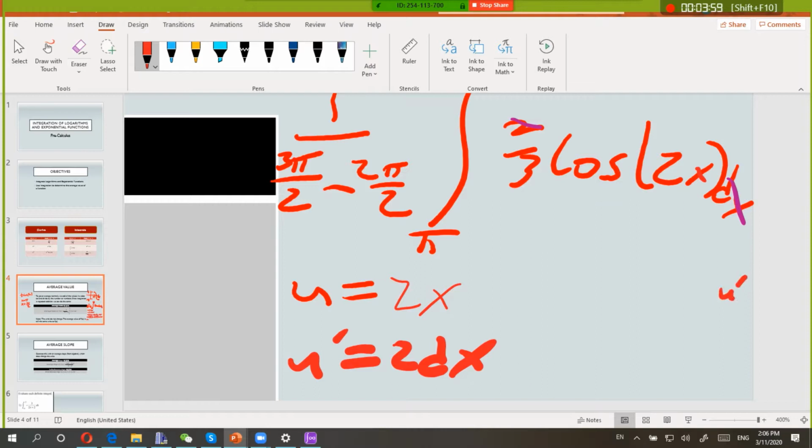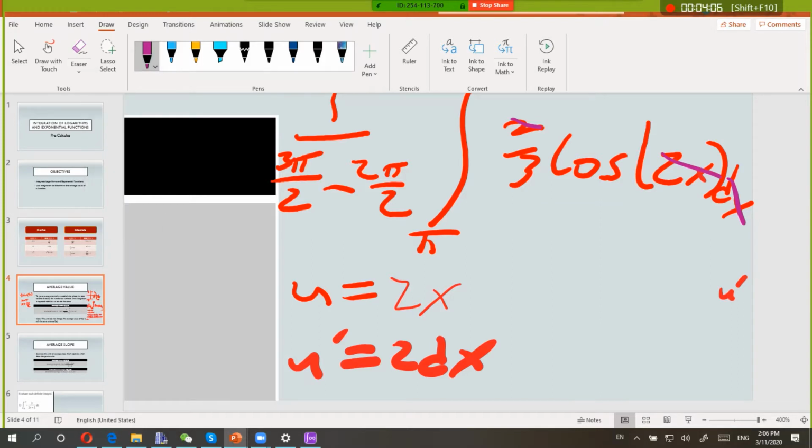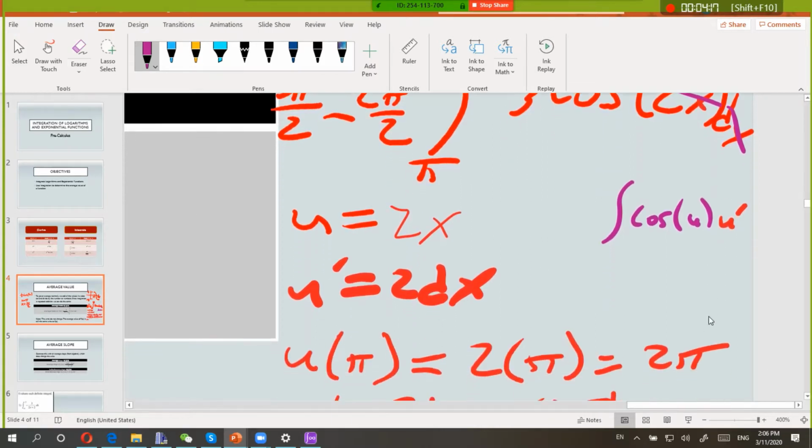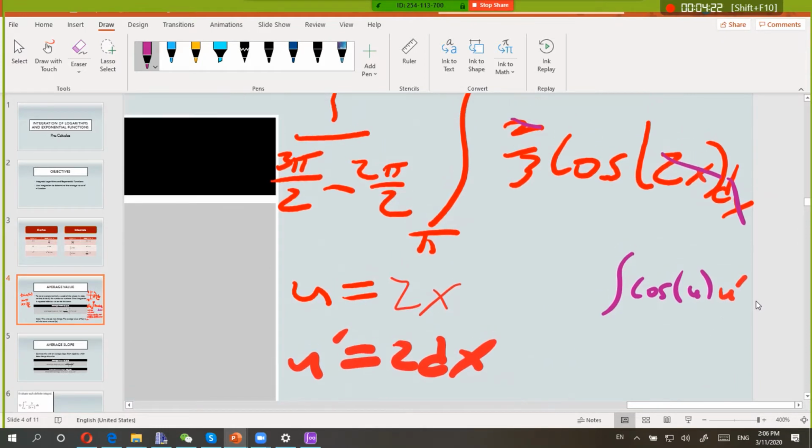To give me u prime. The 2x is my u, so this will be the cosine of u. My integral is going from my lower bound to my upper bound, which we said was from 2 pi to 3 pi, now in terms of u. And then I still have a 1/3 on the outside, and the 1 over pi over 2.